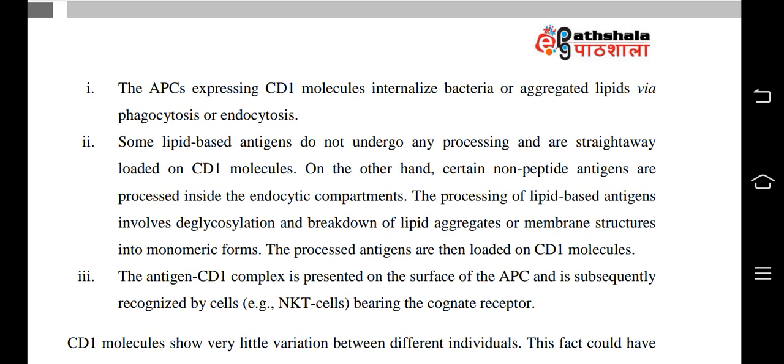Some lipid-based antigens do not undergo any processing and are straight away loaded on CD1 molecule. On the other hand, certain non-peptide antigens are processed inside the endocytic compartments. The processing of lipid-based antigens involves deglycosylation and breakdown of lipid aggregates or membrane structures into monomeric forms. The processed antigens are then loaded on CD1 molecule. The antigen-CD1 complex is presented on the surface of APC and is subsequently recognized by cells, NKT cells, bearing the cognate receptor.